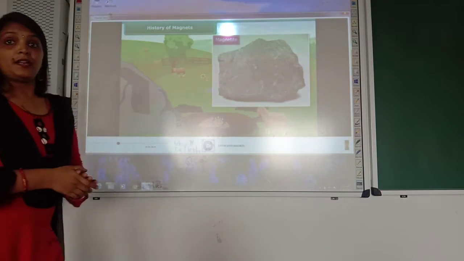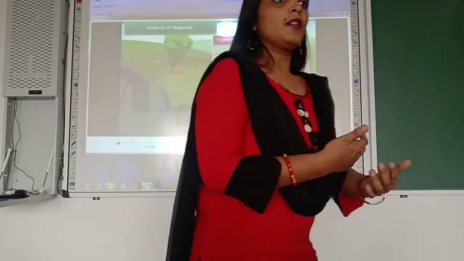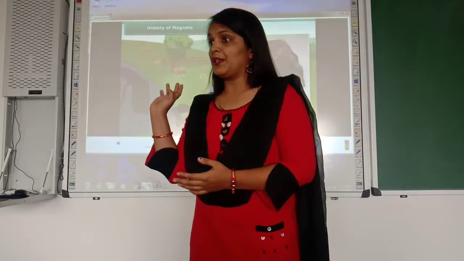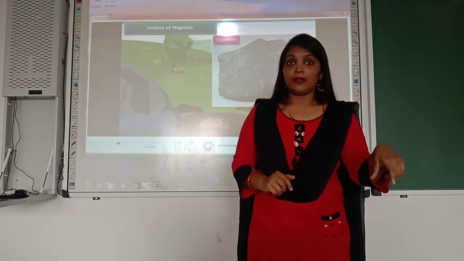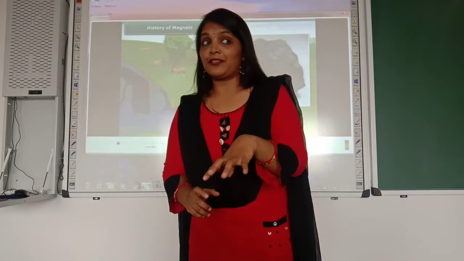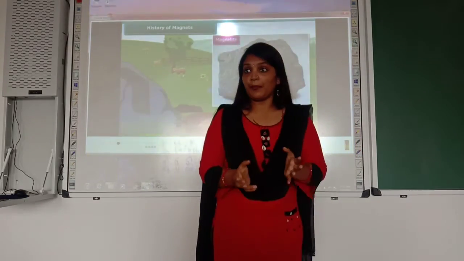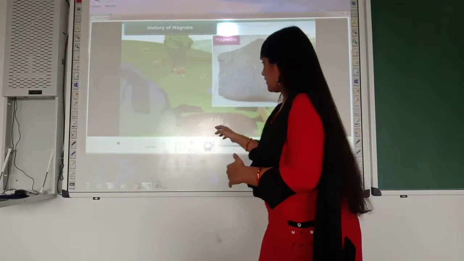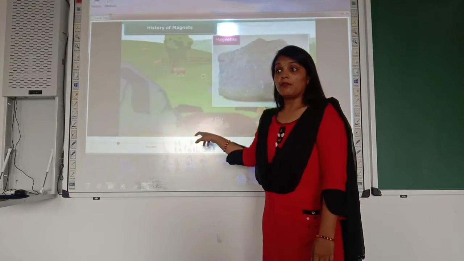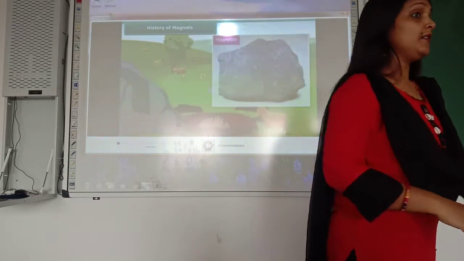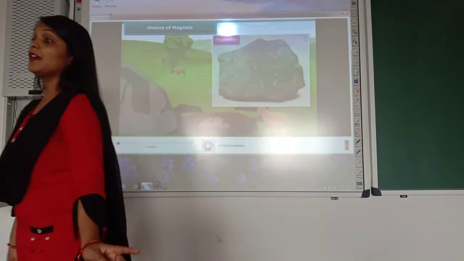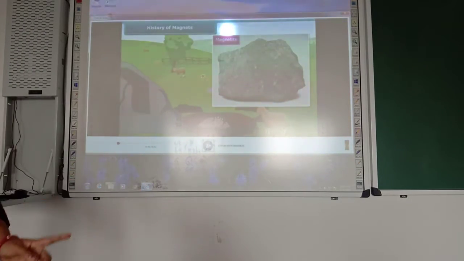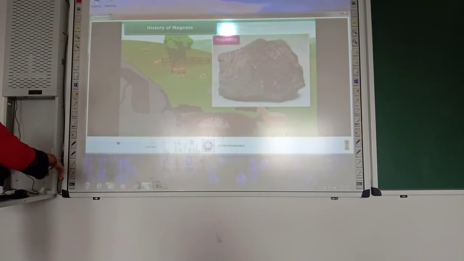Now, what happened? When he used to go to the park, whatever places he used to go, then one day his stick stuck to the rock. The stick is stuck to the rock, and he is surprised. What happened? Then he starts digging the ground. Then what does he find? This black magnet. This is a natural magnet, and the name of this magnet is Magnus, after the name of that boy.